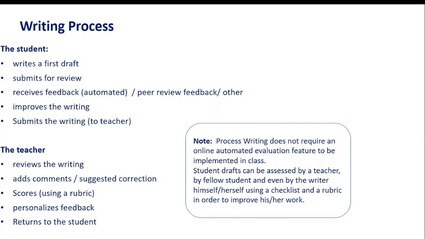Now, what about the teacher? Well, the teacher reviews the writing, adds some comments or suggested corrections, gives a score using a rubric, gives personalized feedback, and gives it back to the student. All right, this is a writing process, right? So process writing does not require an online automated evaluation feature to be implemented in class. Students' drafts can be assessed by the teacher or by fellow students, and even by the writer, the student, by using a checklist and a rubric in order to improve the work.